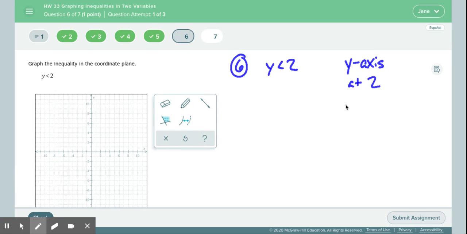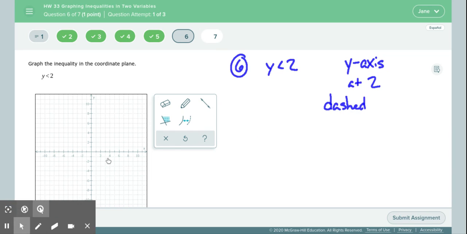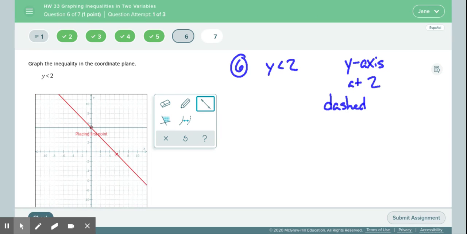Before I grab my tool, I need to decide if it's going to be a solid line or a dashed line. Since this is just a less than symbol, not or equal to, I'm going to be using a dashed line. So I'm going to grab my line tool, find my y-axis, and plot a point at 2. How can I maneuver my pointer so I only have a line that goes through the y-axis? Well, I'm just going to move over. This is showing that I'm going to have this line that only goes through the y-axis. It doesn't go through the x-axis at all because it's only going through at y is 2.